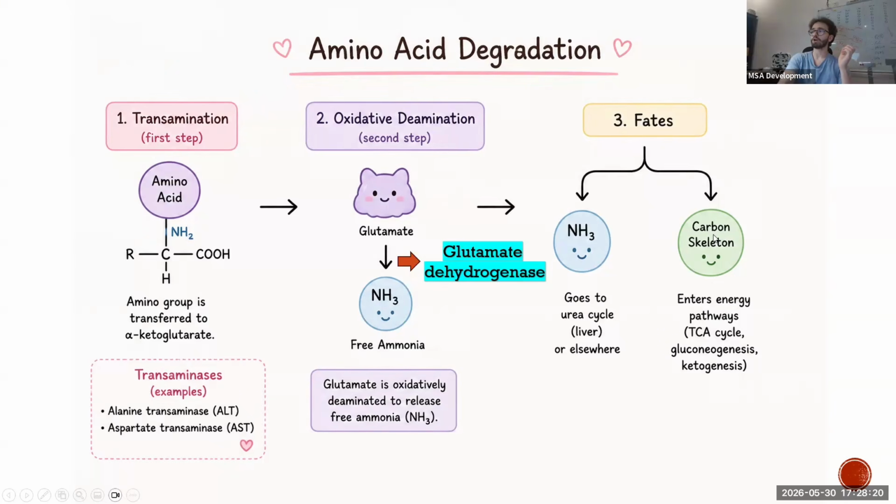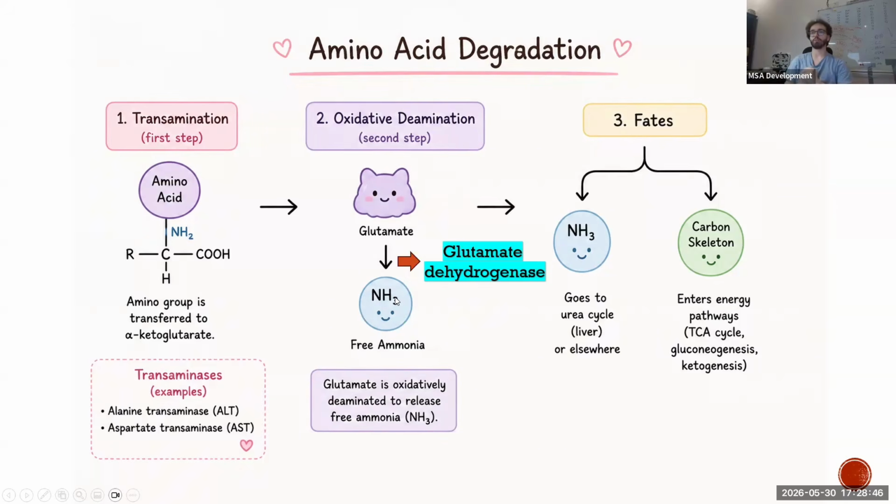This carbon skeleton will go into energy pathways. It can be used, I mean, to make energy, glucose, ketones, and so on. The ammonia, now, where will it go? To the urea cycle to get excreted. Okay? By transamination, remove the amino group from the amino acid. The amino group goes with alpha ketoglutarate to make glutamate, and glutamate through glutamate dehydrogenase becomes ammonia.